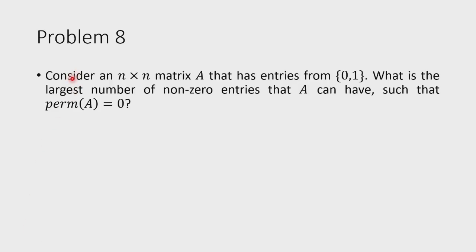The next problem is somewhat complementary. It asks, consider an n cross n matrix A that has entries from {0, 1}. What is the largest number of non-zero entries that A can have such that the permanent of A is 0? The previous question asked us for the smallest number of non-zero entries such that the permanent is non-zero. This is the complementary question. And the answer to this is n square minus n. Let's see why. The proof of this is slightly longer, but we'll do it slowly.